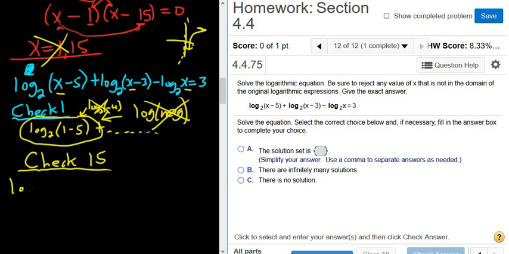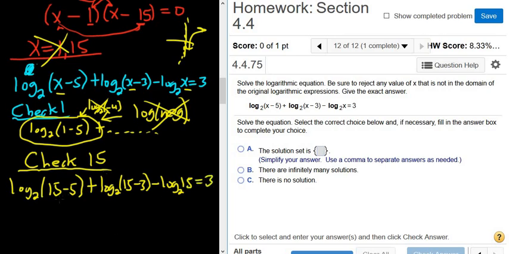So log base 2, putting a 15 there: 15 minus 5, plus log base 2 of 15 minus 3, minus log base 2 of 15 equals 3. Pretty nasty. I'm not a fan of checking. 15 minus 5 is 10, so log base 2 of 10 plus log base 2 of 12, since 15 minus 3 is 12, minus log base 2 of 15. And that's equal to 3.